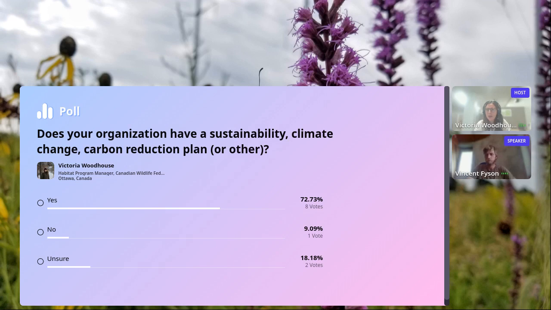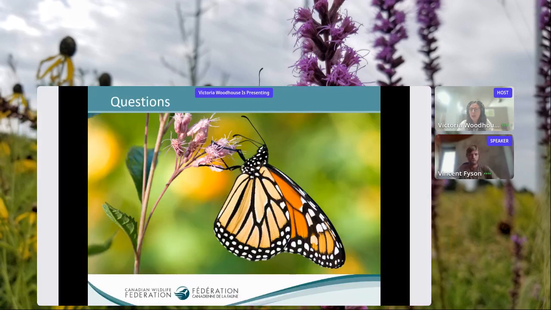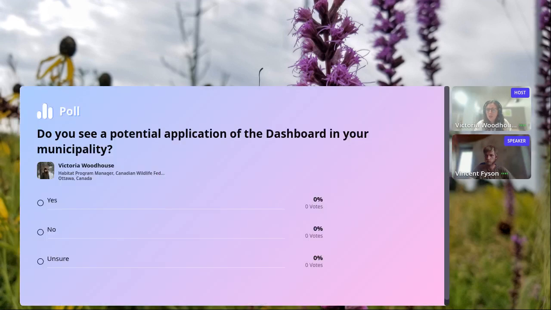Okay, I'm just going to hide it from the stage. It'll stay open there if you haven't had a chance to respond yet. I'm just going to hide that on the side and we'll go to the next question. You can still access it on that side. Okay, next poll question here. From what Vincent has shared with us today, do you see a potential application of the dashboard in your municipality?